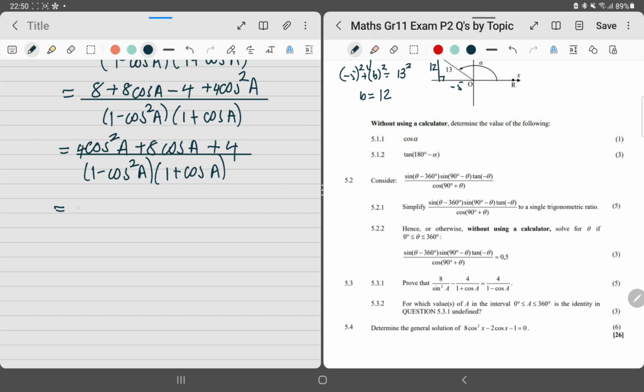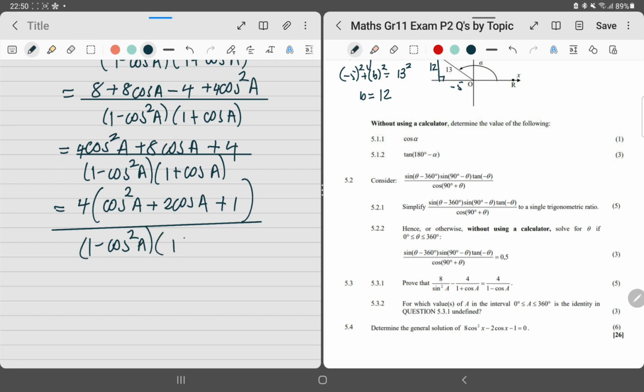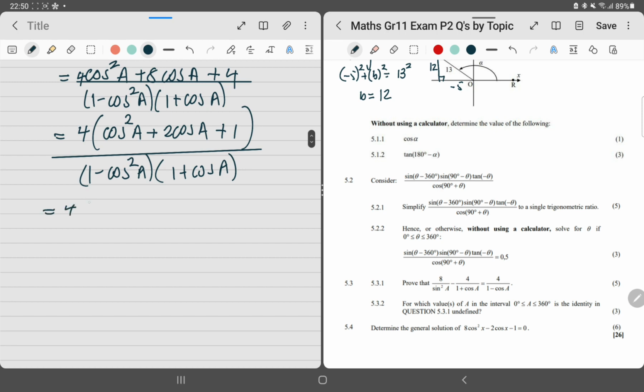And then I'm just going to take out a factor of 4. So I'll be left with cos squared a plus 2 cos of a plus 1. And then I'm going to find the factors for this thing. So this is cos of a, cos of a. So that's a 1 and a 1.